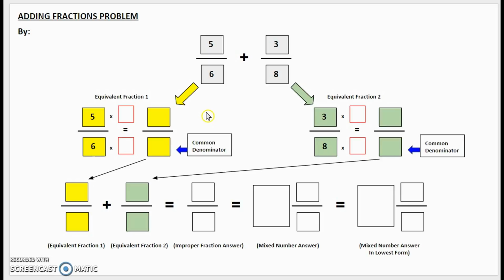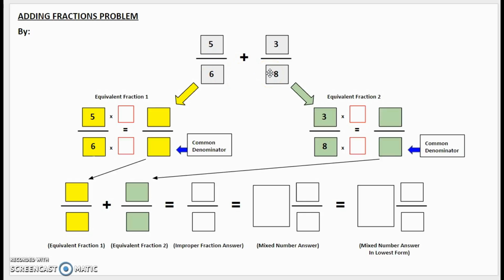Hello students, welcome to my adding fractions problem. My fraction problem is 5/6 plus 3/8. The problem is that the denominator 6 and the denominator 8 are not common, so they are not the same denominator. We need to do a little bit of work in finding the common denominator. If I multiply 6 times 8, I get 48.